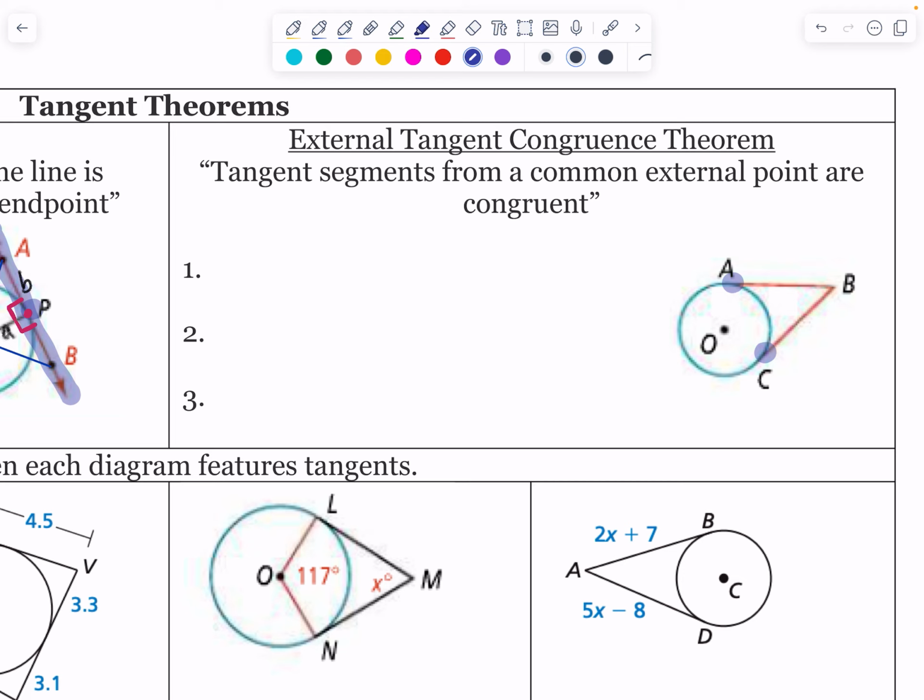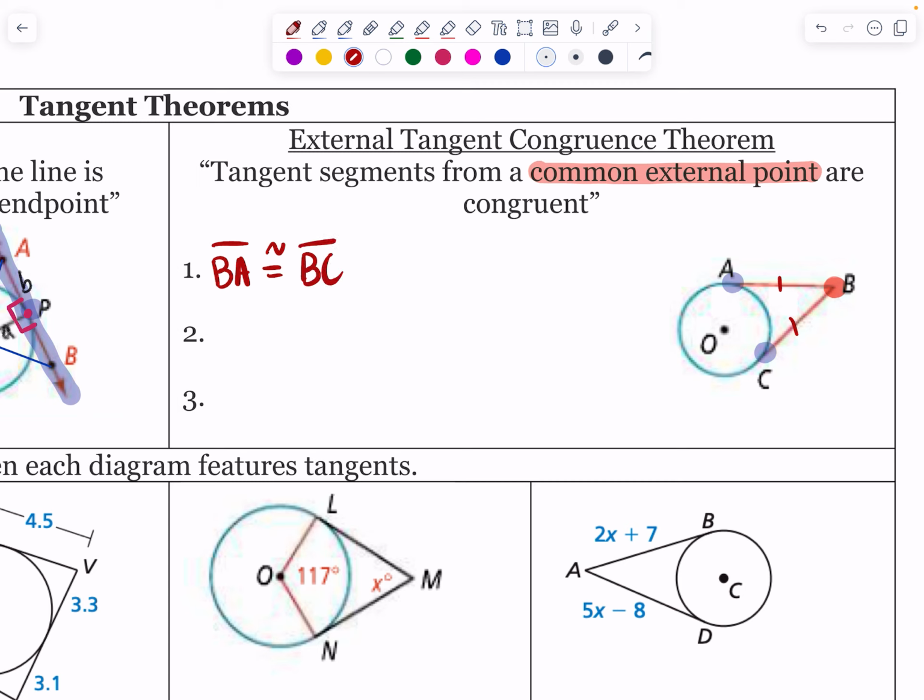It says tangent segments from a common external point, so from this point B on the outside, are going to be congruent to each other, meaning that the distance from B to A is going to be the same as the distance from B to C. So B to A is going to be congruent to B to C.